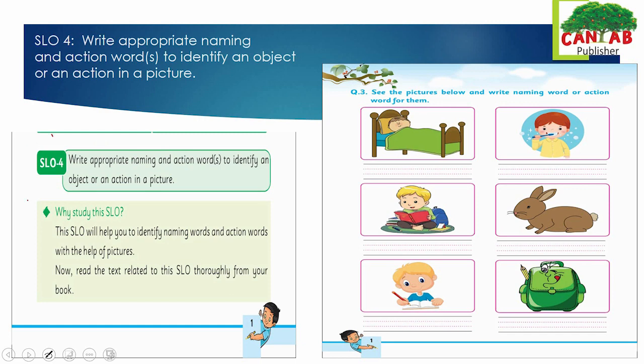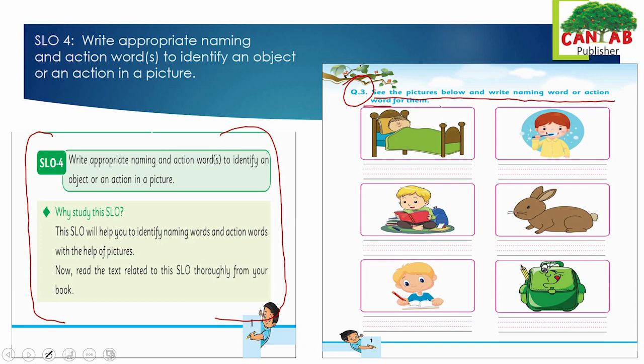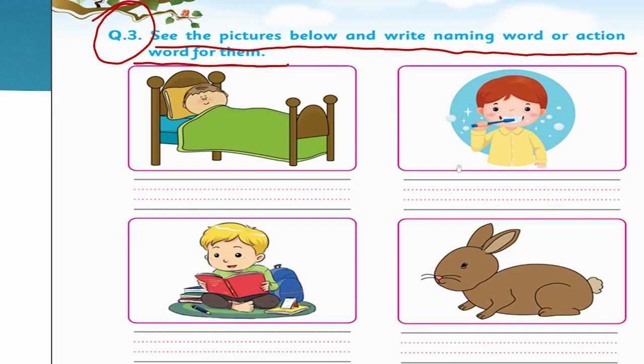The SLO is mentioned here on this part of the page. And the question you have to do was see the pictures below and write naming word or action word for them. I'll zoom it for you. See the pictures below and write naming word or action word for them. Now have a good look at the picture and then what action is this child doing? This activity, you have to name this activity. Remember, it will be a word with ing. It's an action word. He's doing something.